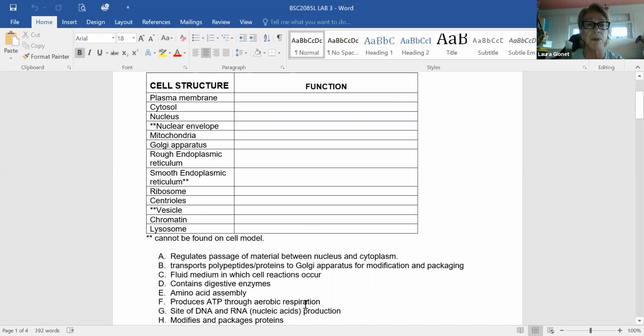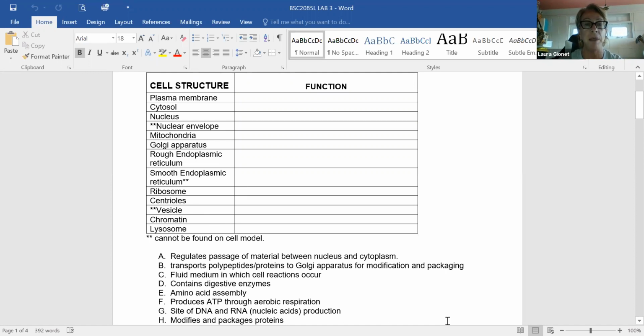C, the medium in which cell reactions occur. That would be the cytosol. Contains digestive enzymes. D, that would be the lysosomes. Where's my little lysosome friend? Oh, down here at the bottom, lysosome. It's going to be our blue jelly bean, I call it. Let's see, E, amino acid assembly. That is the function of ribosomes.